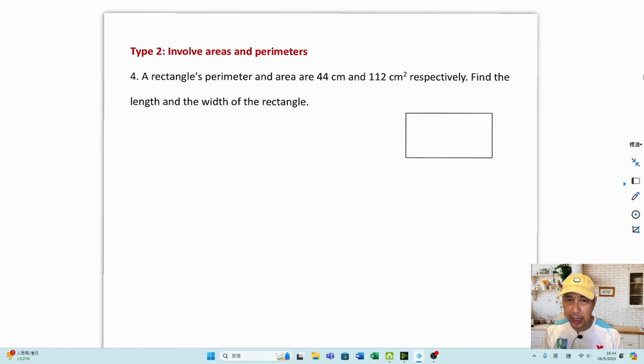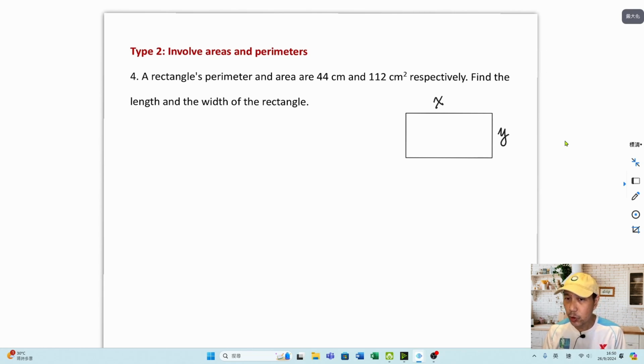In these questions, they involve areas and perimeters. Question 4. A rectangle's perimeter and area are 44 cm and 112 cm square respectively. Find the length and the width of the rectangle. The question doesn't provide you any diagram, so I draw a rectangle on the right hand side to make the question easier to understand. Okay, we are going to find the length and the width. Now there are two unknowns.